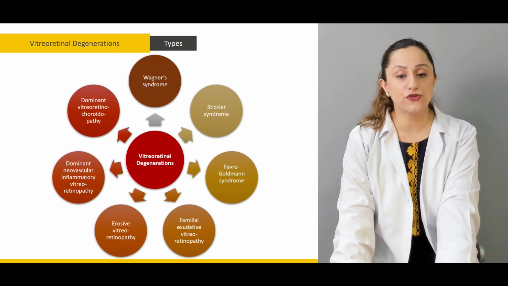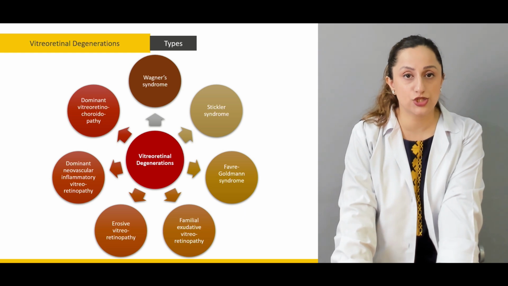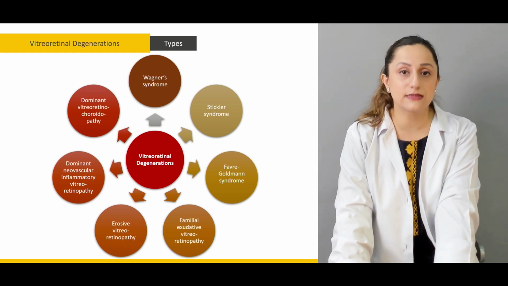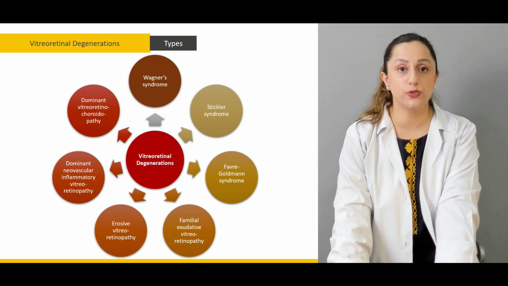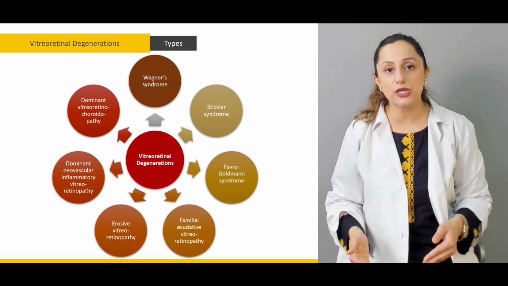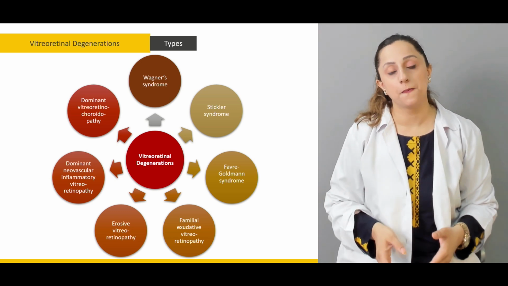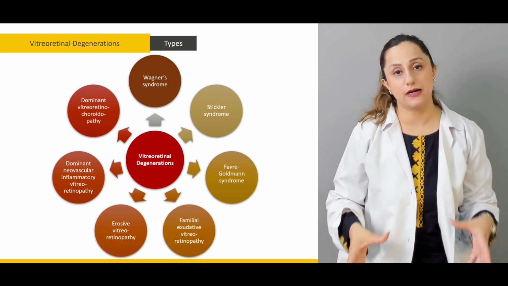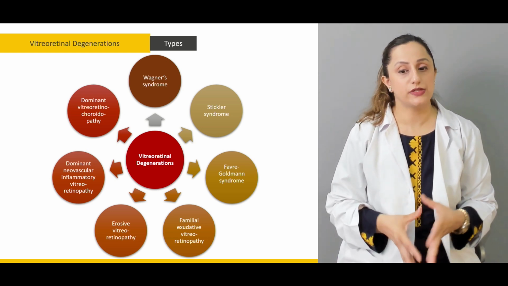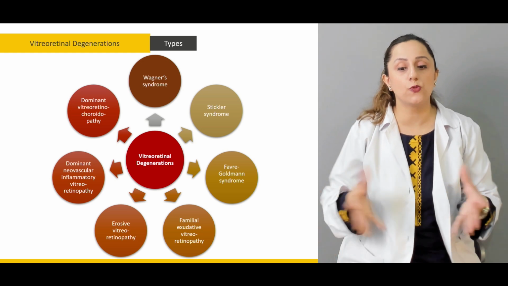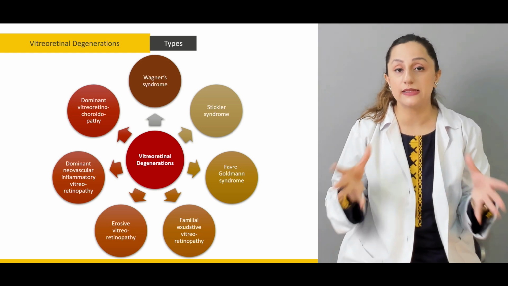The dominant vitreoretinal choroidopathy, in which the choroidal plexus is also involved in these individuals, along with the vitreous, along with the choroid and the retina. All of these layers are involved in this kind of degenerative changes involving the vitreous and involving the retina.